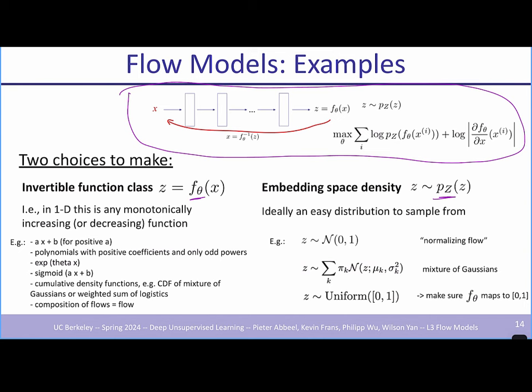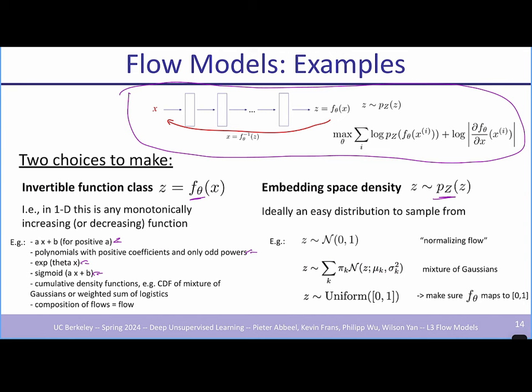In 1D, an invertible function is actually not that many choices in some sense. Invertible means you either monotonically keep going up or monotonically keep going down. If you ever turn around in direction, you become not invertible. Okay? So ax plus b for positive a, where a and b are your parameters. Polynomials with positive coefficients only and only odd powers. Exp theta times x, where theta is a parameter. Sigmoid, ax plus b.